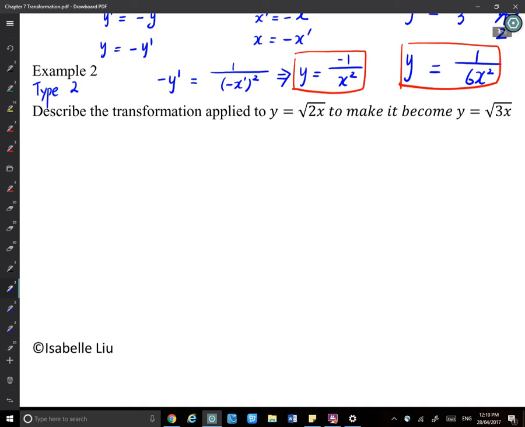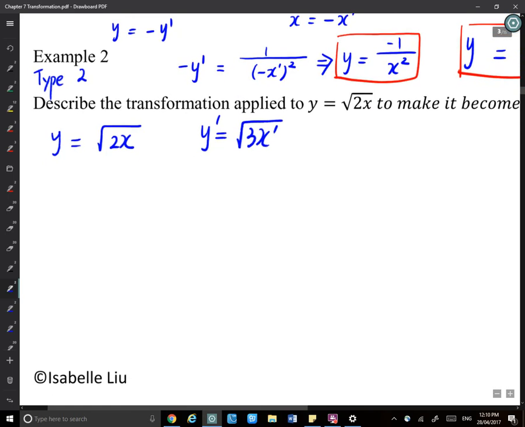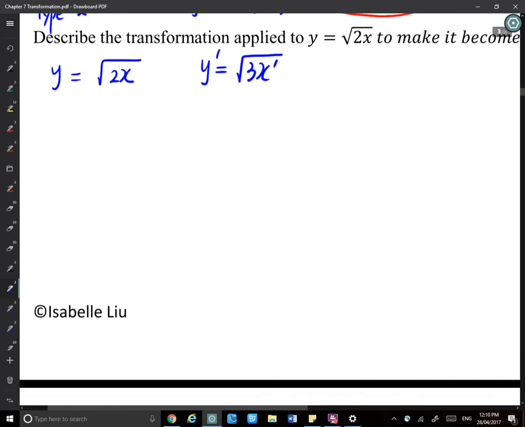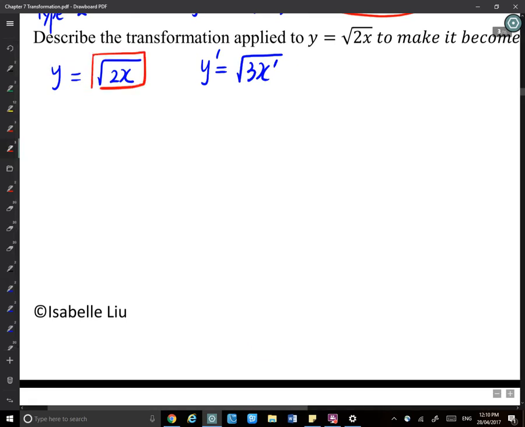So what I can have is y equals root 2x, and y dash equals root 3x dash, the old one and the new one. Leave some space, because I need to talk about other things later. Just use half of the space. The model is square root. It's that and that.